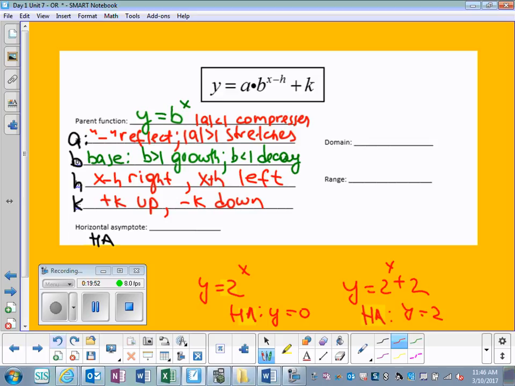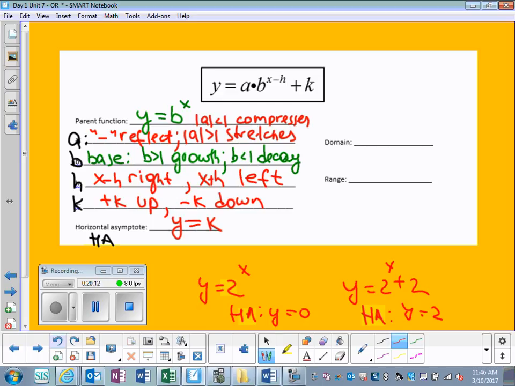What is the horizontal asymptote formula for this general function? y equals k. Yes, it's just the number k, because it moves the whole graph up or down together with that asymptote. Questions? Very good. What about the domain and range?